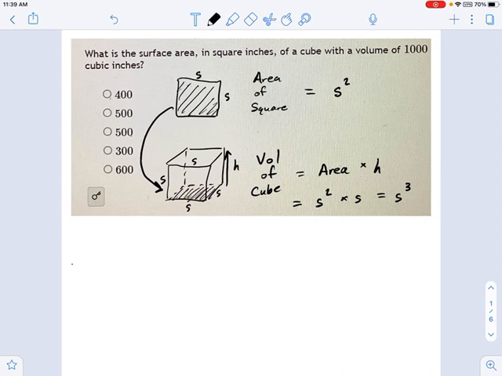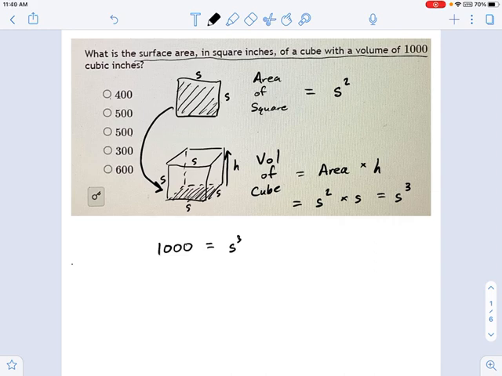So what's the surface area in square inches of a cube with volume of 1,000 cubic inches? So we're going to use the volume to calculate the side length. Okay, here's the volume, 1,000. And the side length, I don't know, but that's s cubed. So I'm going to take the cube root of each side. Your calculator should be able to do that.